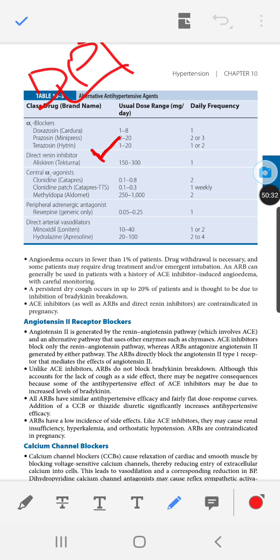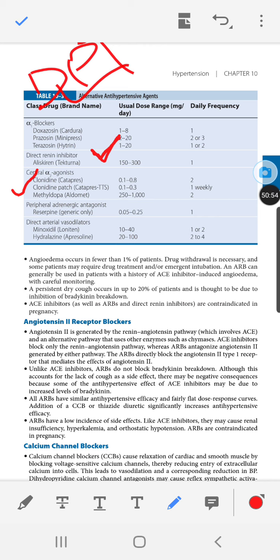Aliskiren is a newer drug. We are using this too. Alpha 2 agonists. So alpha 1 blockers are being used and alpha 2 agonists are being used. So for this you have to learn the pharmacology of the antihypertensive drugs. So we will discuss these drugs in their pharmacology.